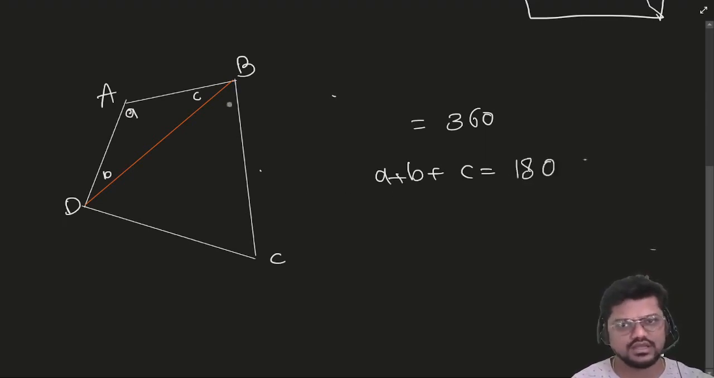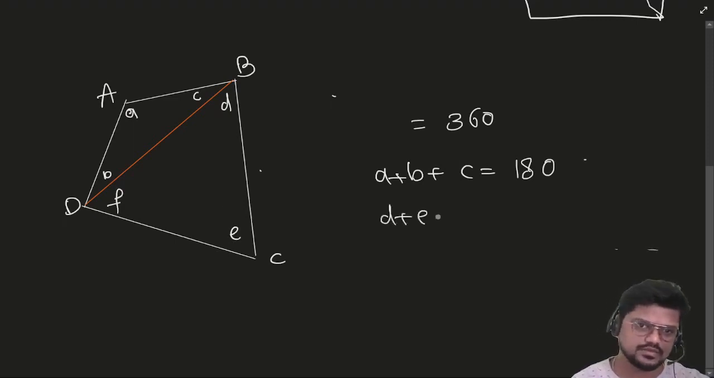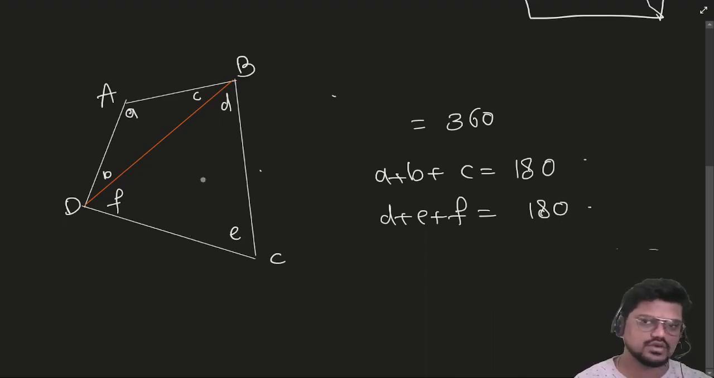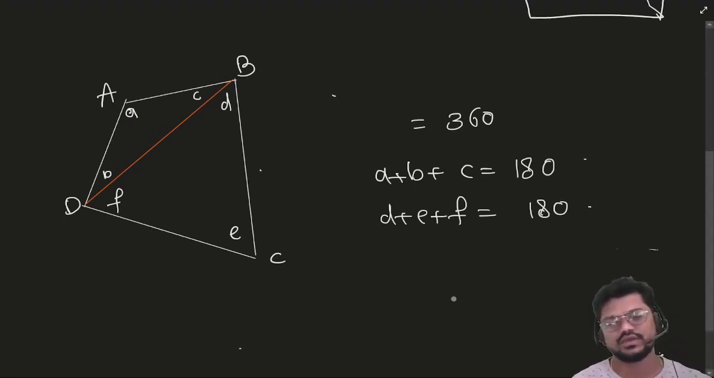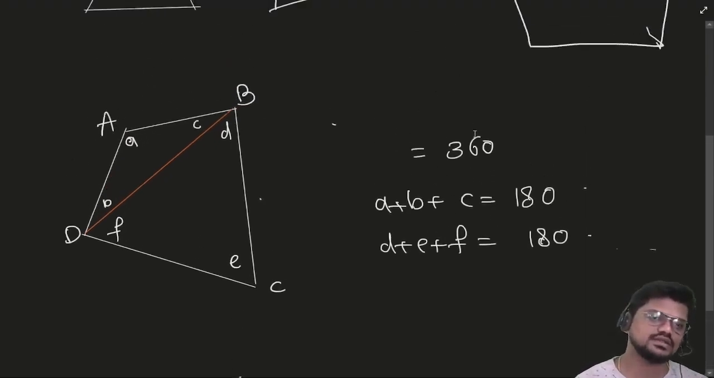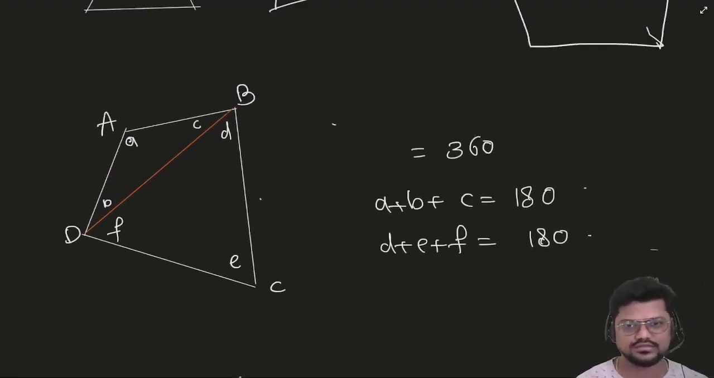Similarly, I know that D plus E plus F will always be equal to 180 degrees, right? So if I want to find the sum of all the angles in the quadrilateral, B and F will be added, and C and D will also be added. If I add all of them, it will be 360 degrees. Understood? Okay, fine. So this is the reason why the angle sum property is 360 degrees in a quadrilateral.